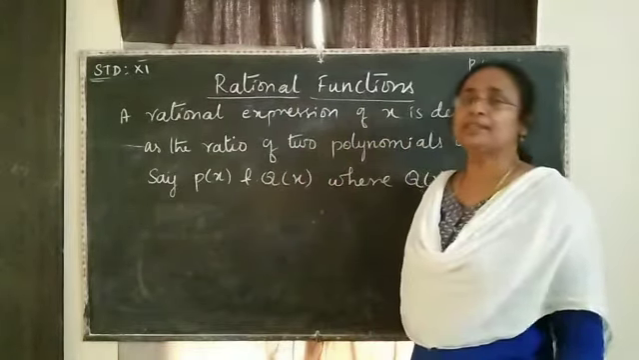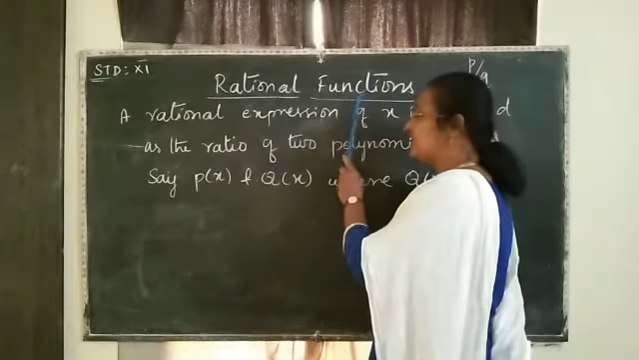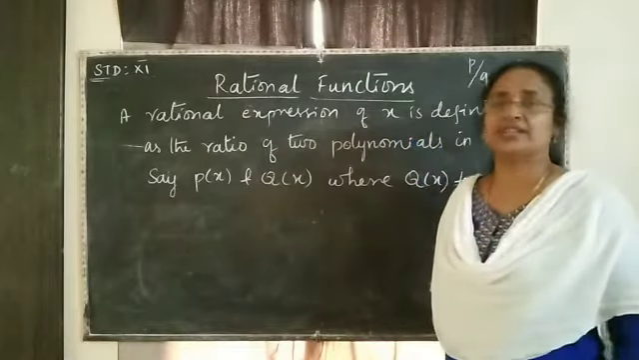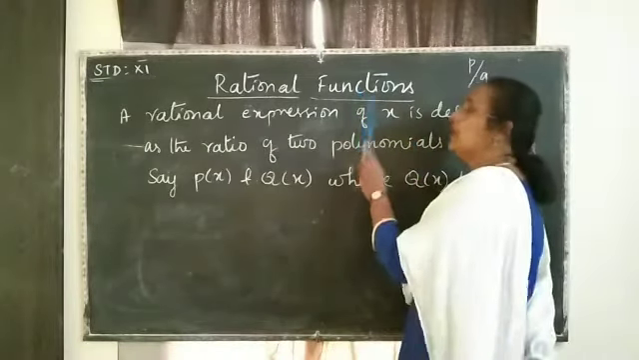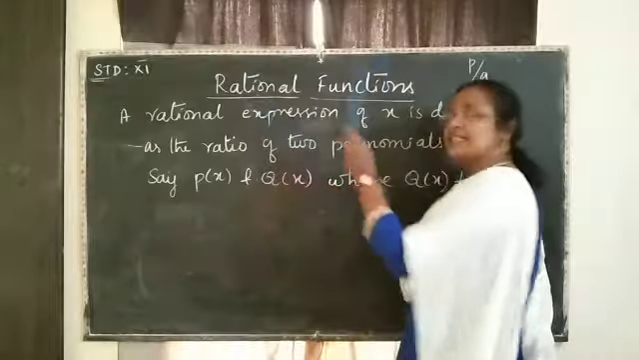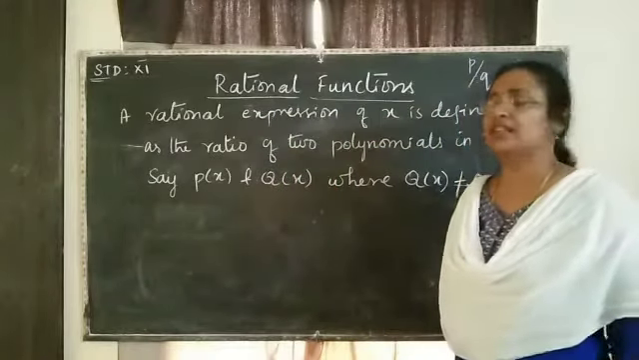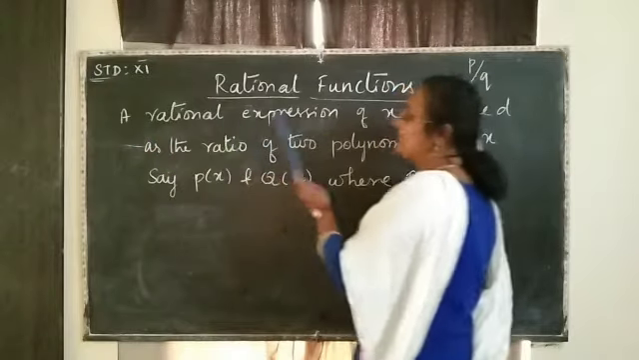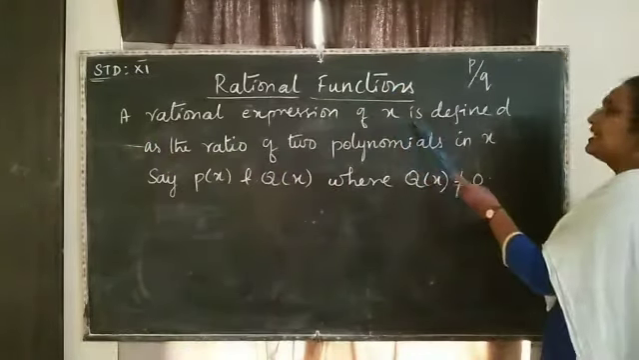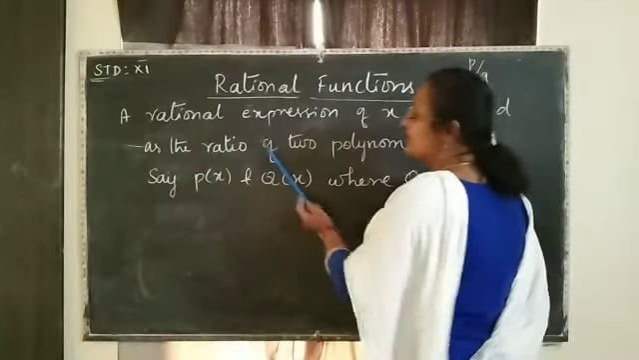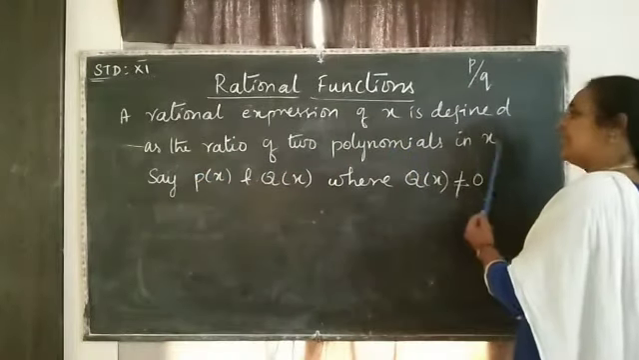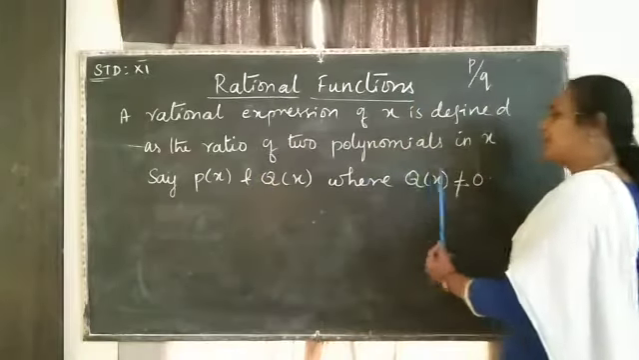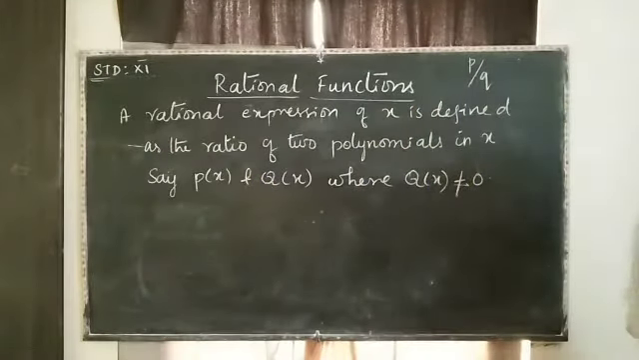It's also very simple. The function which is going to be in the rational form is said to be a rational function. Once again, a function which is in the form of a rational is said to be a rational function. Let's discuss the definition now. Look into this. A rational expression of x is defined as the ratio of two polynomials in x, say p of x and q of x, where q of x is not equal to 0.